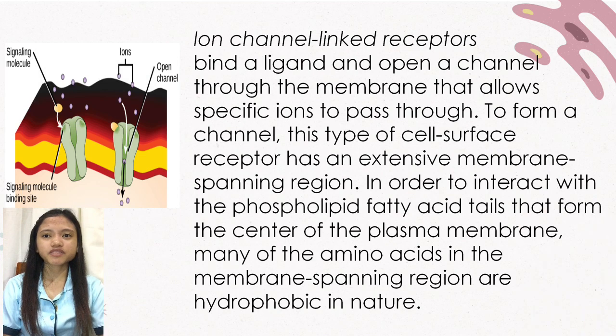So we have here the types of cell surface receptors. First would be the ion channel linked receptors, then G-protein linked receptors, and the enzyme linked receptors. Ion channel linked receptors bind a ligand and open a channel through the membrane that allows specific ions to pass through. To form a channel, this type of cell surface receptor has an extensive membrane spanning region. In order to interact with the phospholipid fatty acid tails that form the center of the plasma membrane, many of the amino acids in the membrane spanning region are hydrophobic in nature.